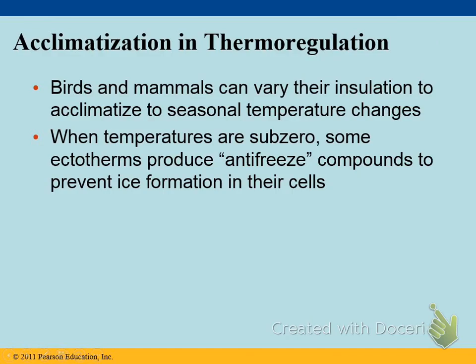Birds and mammals can vary in their insulation to acclimatize to seasonal temperature changes. When temperatures are sub-zero, some ectotherms produce antifreeze compounds to prevent ice from forming in their cells.